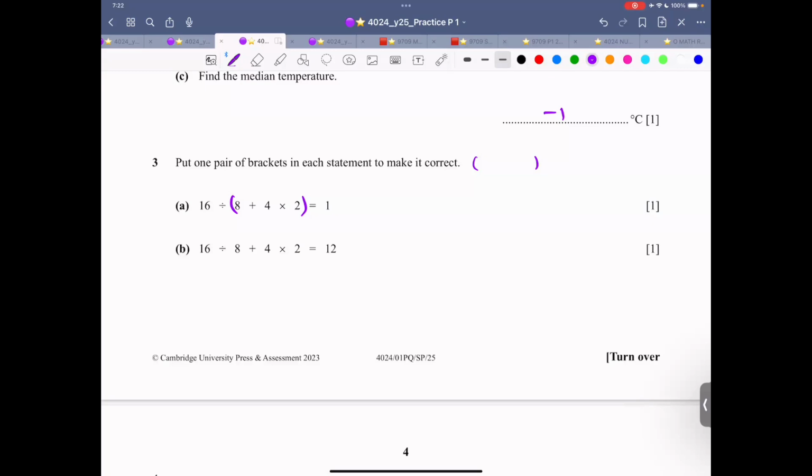Now, another pair of brackets. Where would you put another pair of brackets? This time, we want a 12. So if I look over here, 16 divided by 8 is 2. 2 plus 4 into 2. That is 4 into 2 is 8. 8 plus 2 is 12. So therefore, the bracket goes over here, and always a good idea to double check. So the easiest ones are the ones in which you lose the maximum marks because you take it for granted.